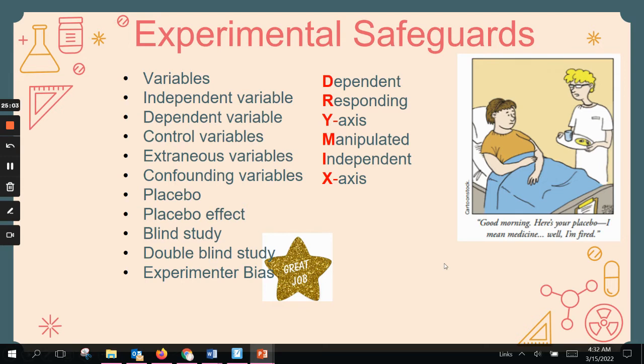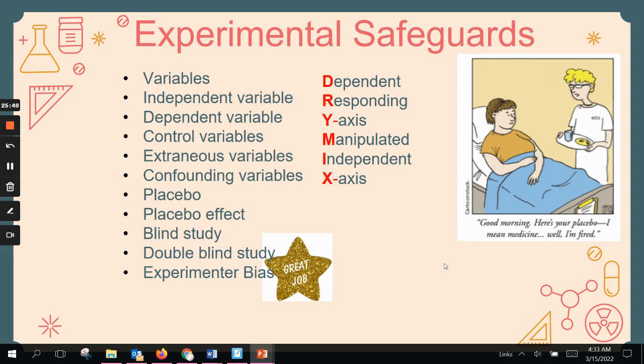And there's many safeguards that we have for experiments to make sure that our results are actually valid and reliable. So variables are those measurable characteristics that change over time. It's what gets manipulated. So we have three main variables. The first are independent variables. Independent variable is what is changed or manipulated. Our dependent variable is what is being measured. The results of the dependent variable depend on what happens to the independent variable. And then we have control variables, all these things that we hold constant that we don't change in an experiment.